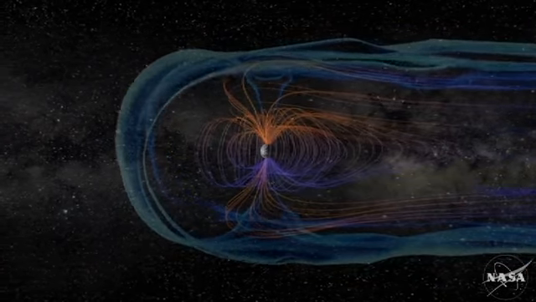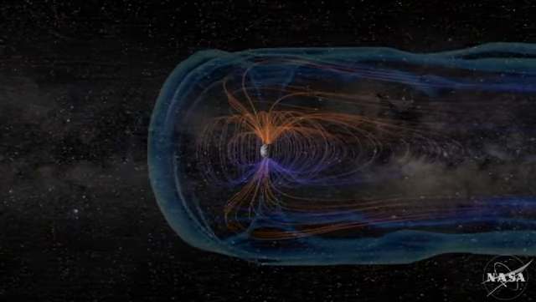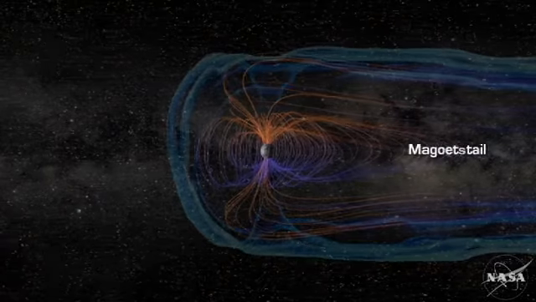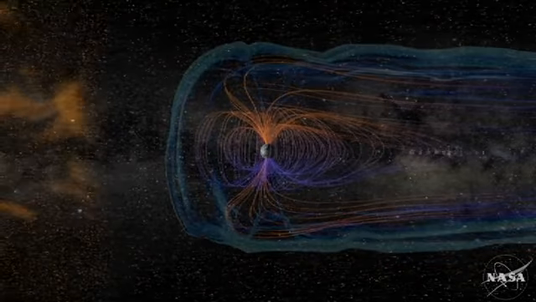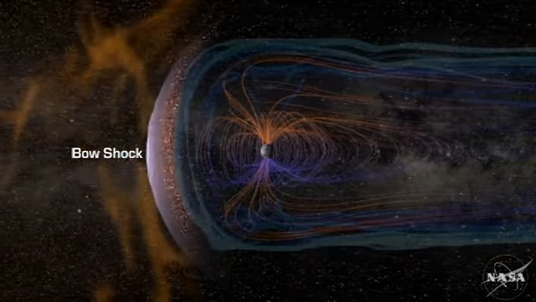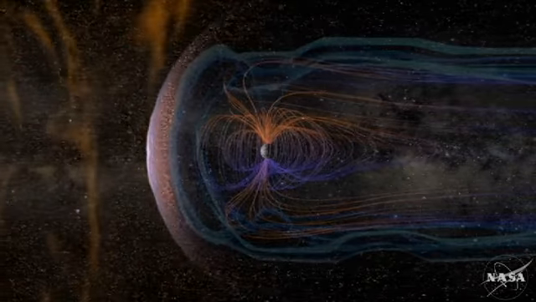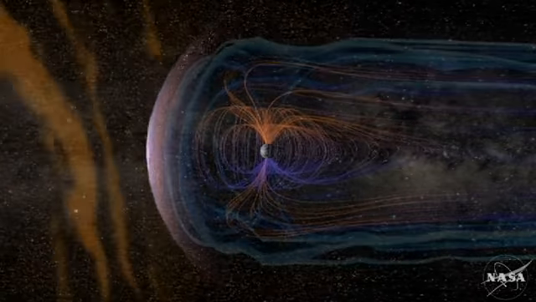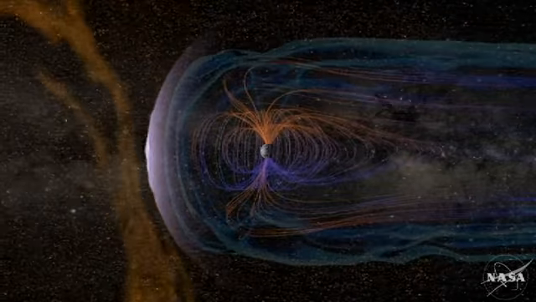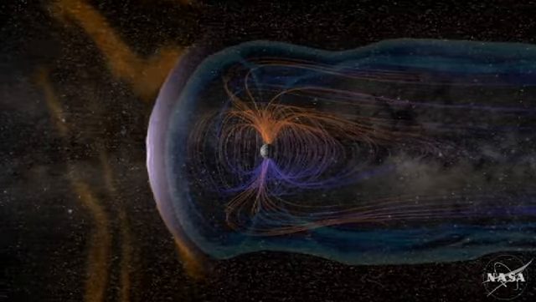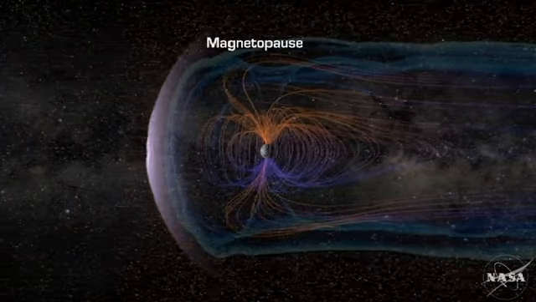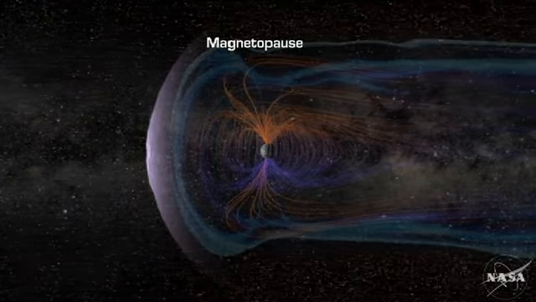The pressure of the solar wind flattens the nose of the magnetosphere and drags the field lines into a tail. A bow or shock wave forms upstream, much like a boat moving through water, and most of the onrushing charged particles are diverted around the outer boundary of the magnetosphere, called the magnetopause.